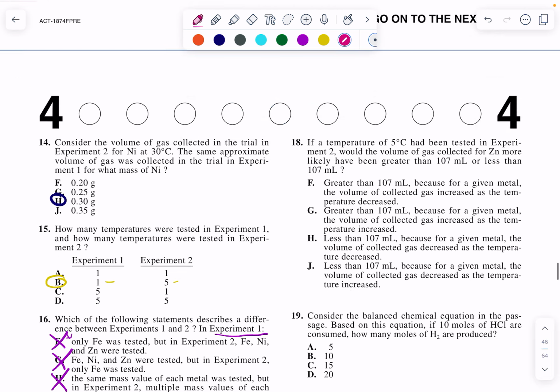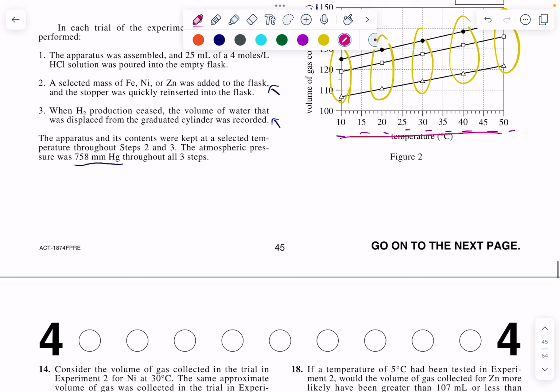Now, it did actually tell us that. I don't know if you remember this. The atmospheric pressure was whatever that is throughout all 3 steps. So that was something that was explicitly stated to be the same.